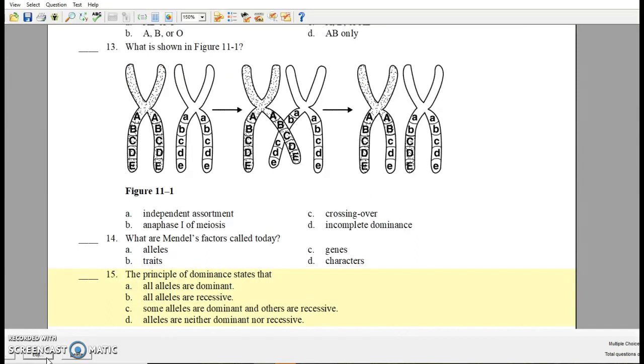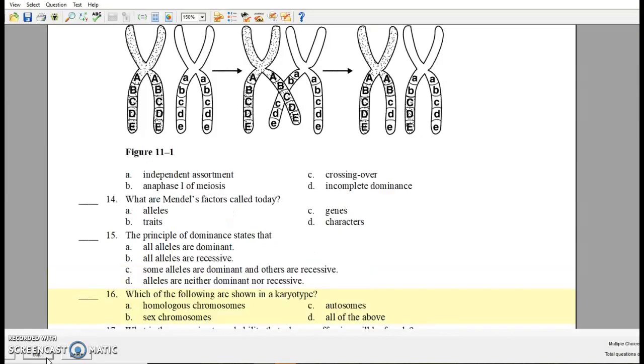15, the principle of dominance states that some alleles are dominant and other alleles are recessive. If it is dominant, it's always going to be expressed. Recessive alleles only are expressed when the dominant allele is not present.